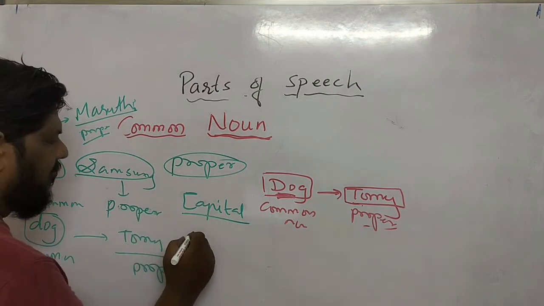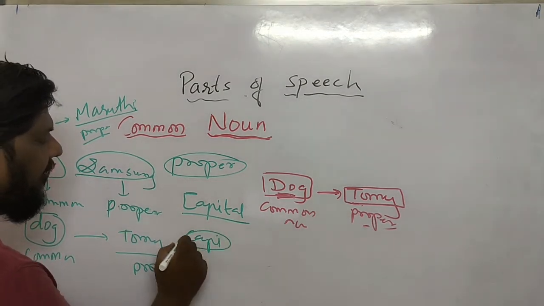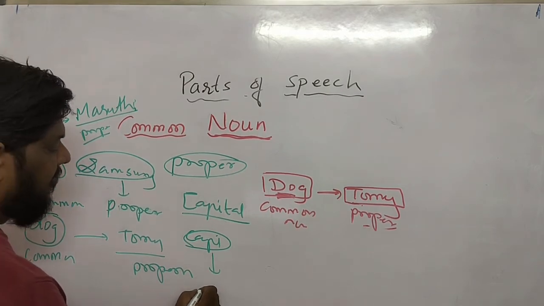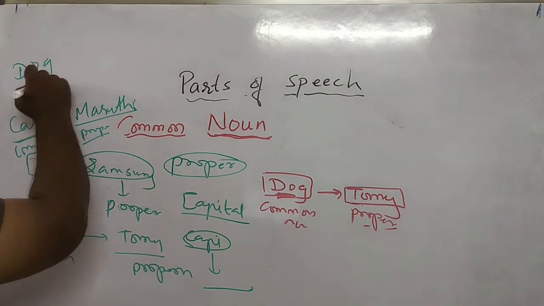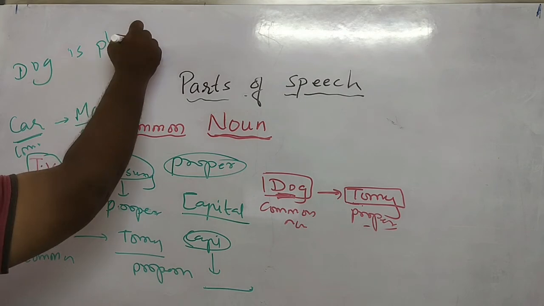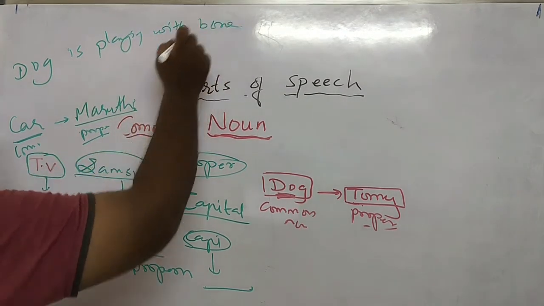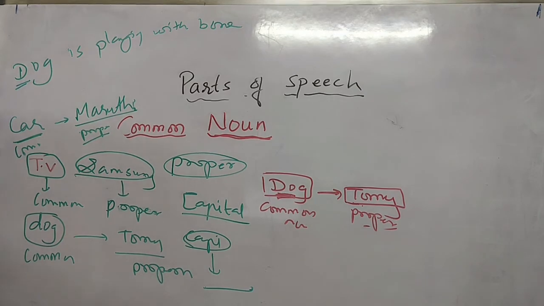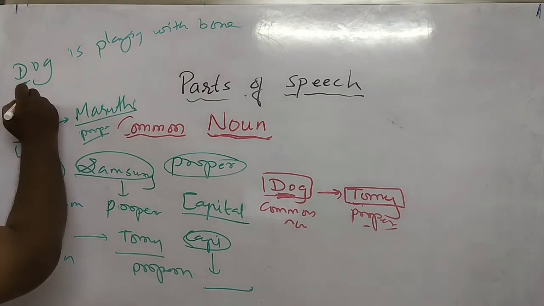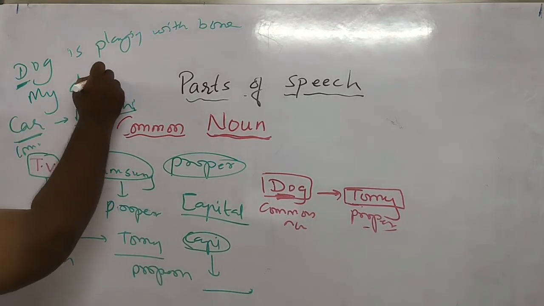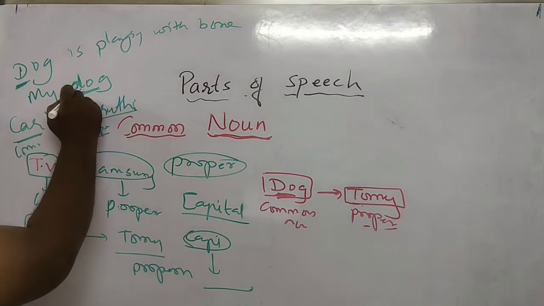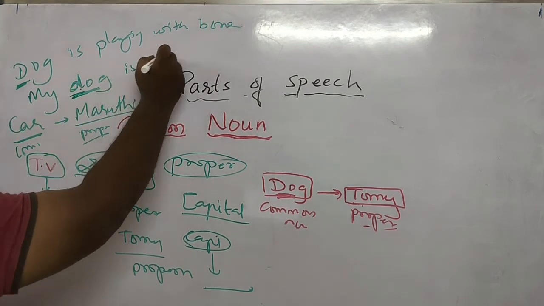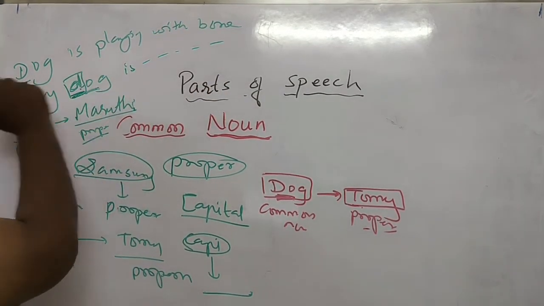Common nouns will never start with a capital letter until and unless they are at the beginning of the sentence. Okay, now you can say, Dog is playing with bone. Because we are using dog at the beginning of a sentence, here we are using a capital D. Now, my dog. The same dog here, I am not using at the beginning of a sentence. Here we are using it as the second word. So my dog is playing with the bone. So what happens here is it becomes a small letter.